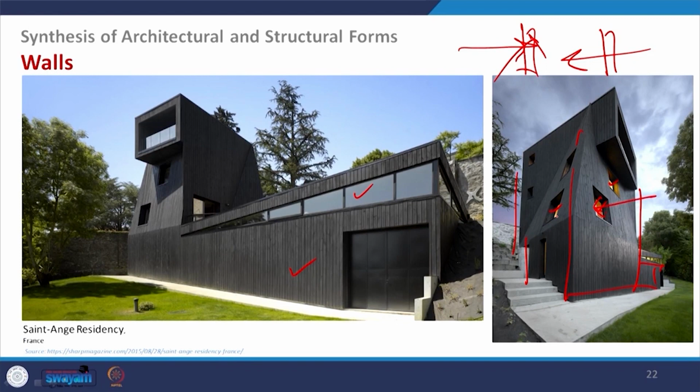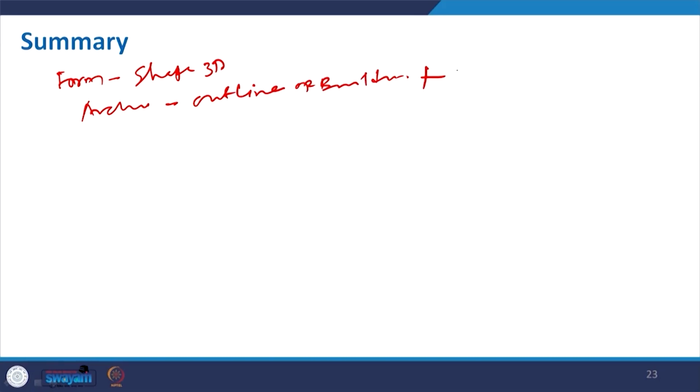So, now to summarize, the way we have discussed in this presentation, we know what the form is. Form is shape, 3D. And then further we discussed architectural form. So, not only the outline of the building, but plus some other architectural aspects.